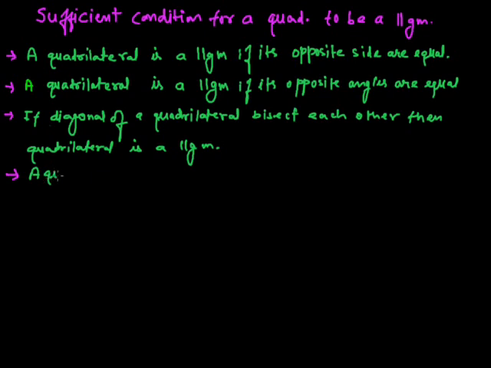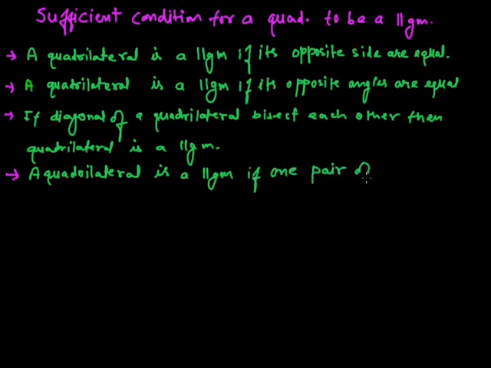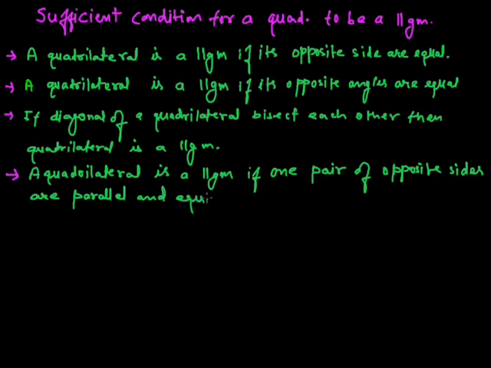A quadrilateral is a parallelogram if one pair of opposite sides are parallel and equal in length.